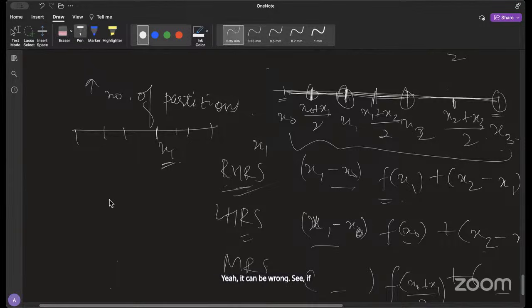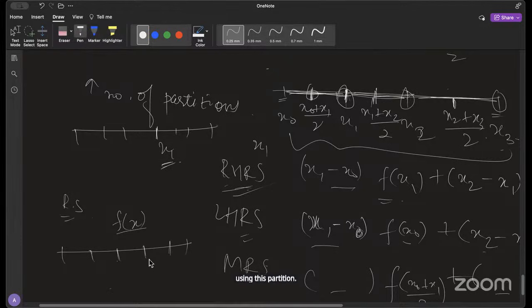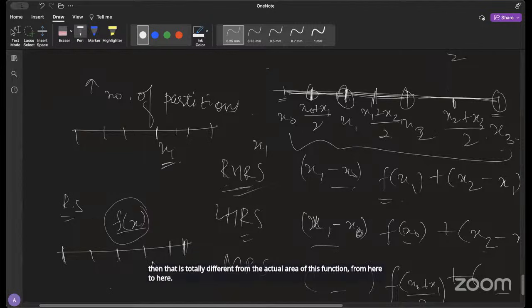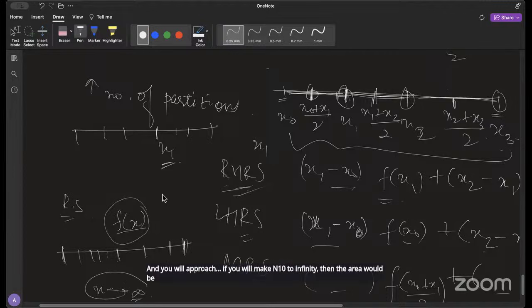See, there are two ways to do things. One is the Riemann sum, where let's say you've been given 3 or 4 subintervals. If this is your partition and you have to find the left or right hand Riemann sum for f(x) using this partition, then that is totally different from the actual area of this function from here to here. That's why we say that if you take n number of partitions and make n tend to infinity, then the area would be exactly the same as the area under the curve.